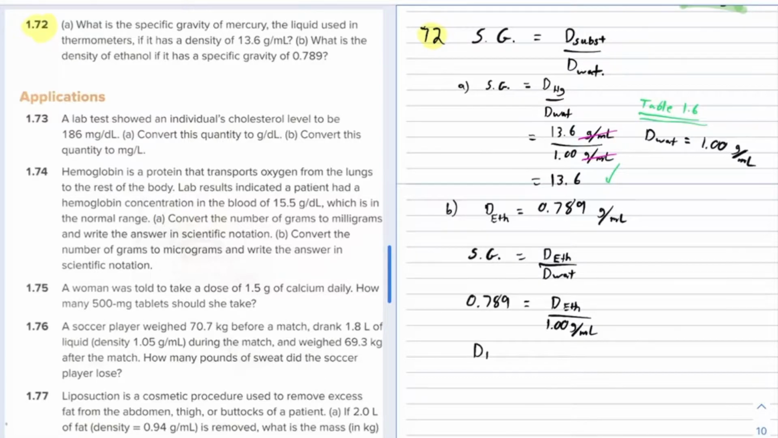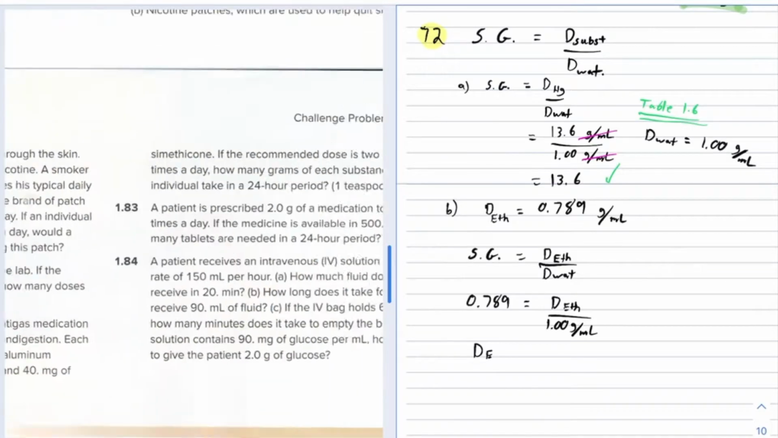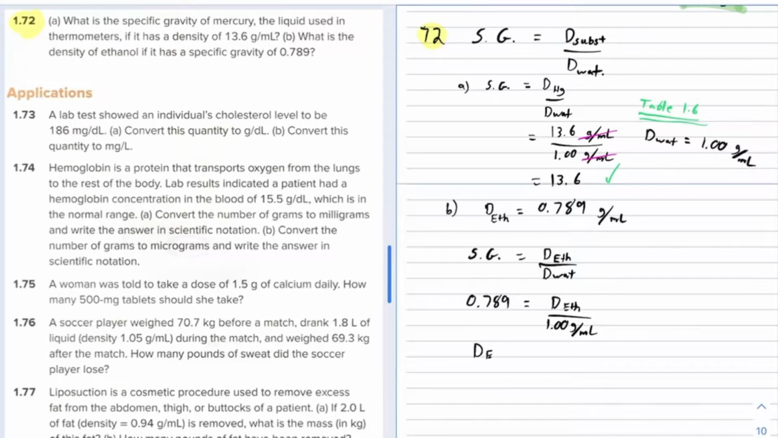So the density of ethanol is going to be 0.789 times 1.00 grams per milliliter. So we just move this to the other side. So 0.789 times 1 is simply 0.789. And now you have the units though, grams per milliliter.